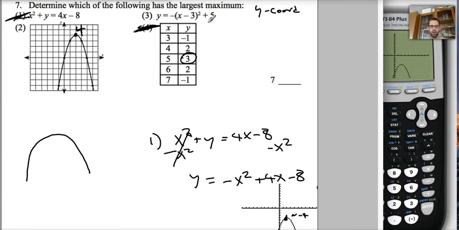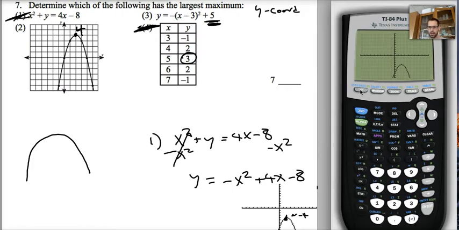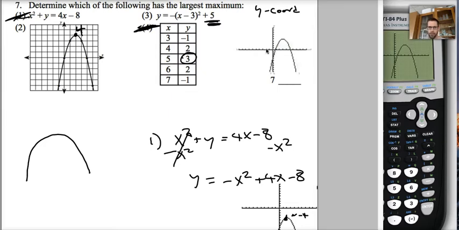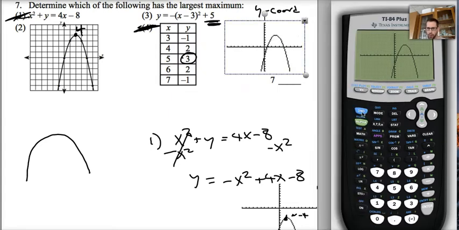And actually I know it's going to be higher because I think that this is going to be shifted up 5 units. So I'm almost positive that this one will in fact have the highest maximum, but let's just double check. Negative parentheses x minus 3. So that x minus 3 is going to move it to the right 3, squared, plus 5. Right 3, up 5.